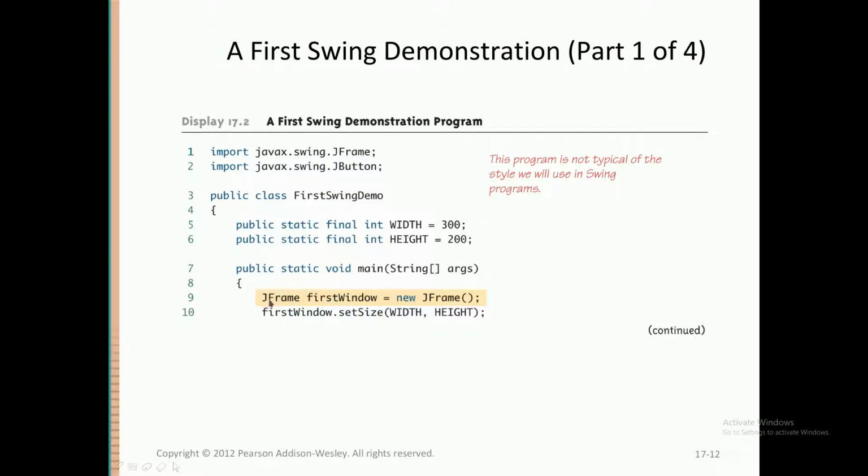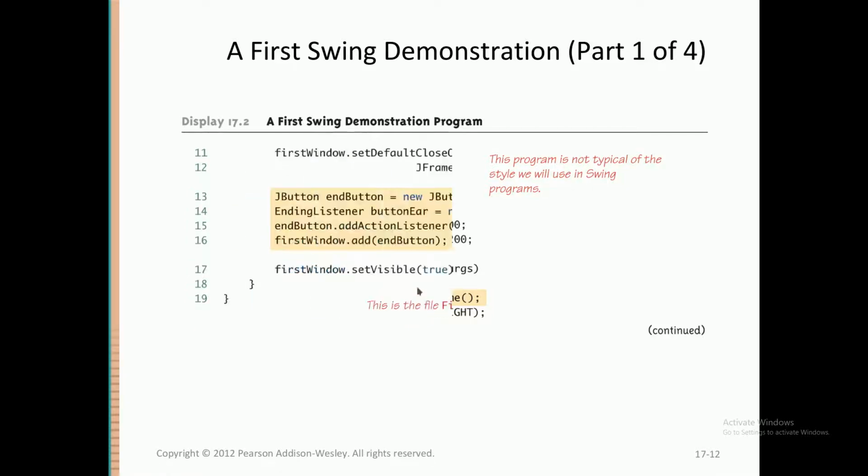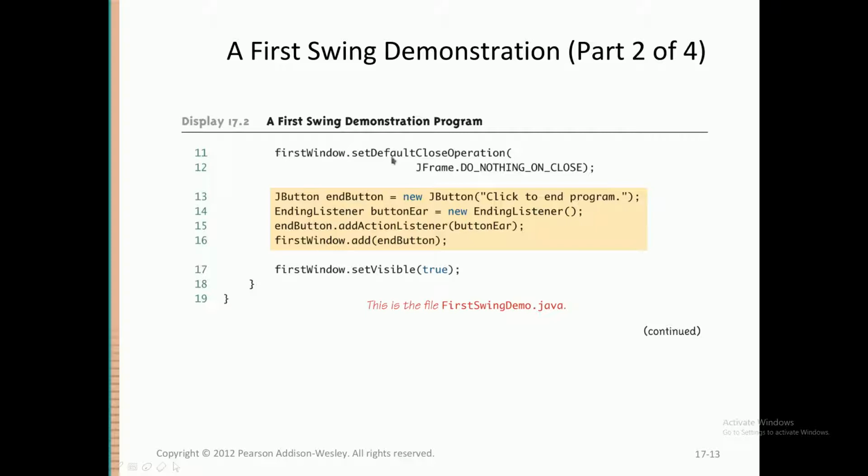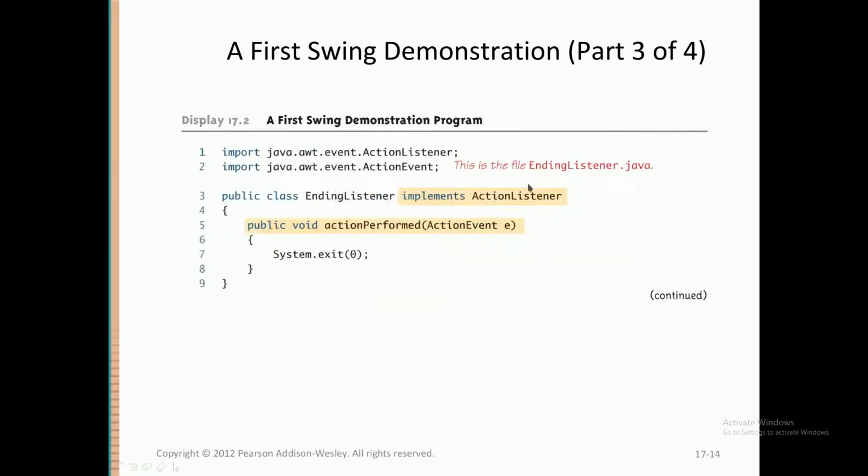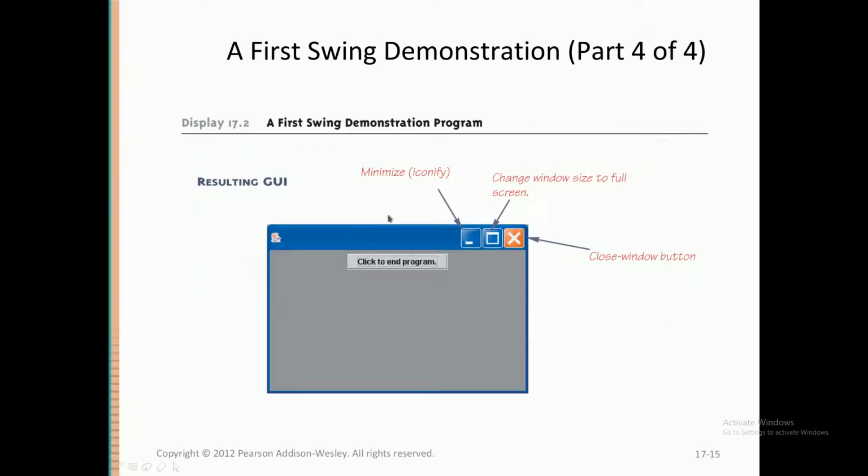Inside the main, I am creating a JFrame instance by doing something like this. And I'm changing some properties of this new instance of JFrame, which is setting the size, the width and the height of that window. And then I'm doing set default close operation. What does this mean?